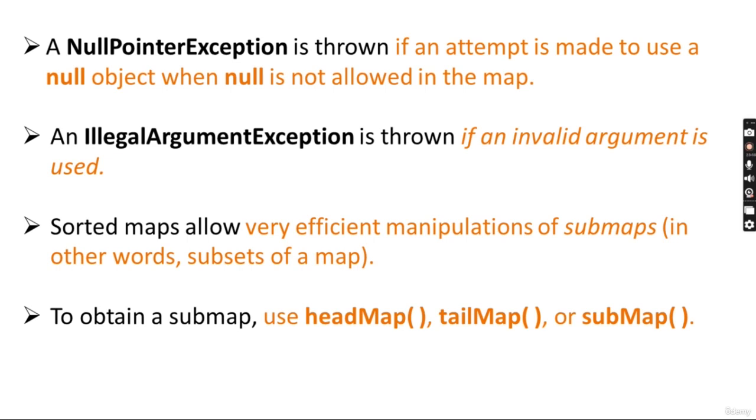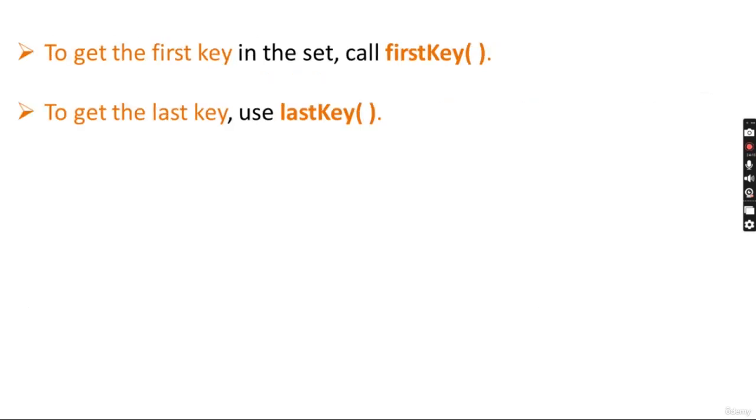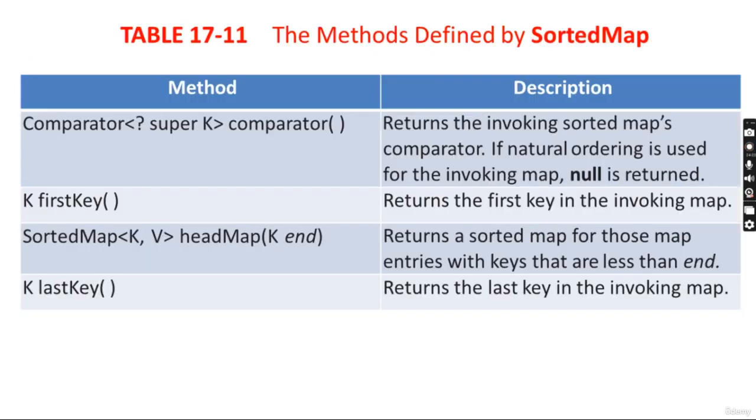Sorted maps allow very efficient manipulation of submaps, in other words, subsets of a map. So when you are creating a subset of a particular map, you can manipulate it very efficiently if you are using the sorted type of map. To obtain a submap of a map, what will you use? headMap, tailMap, or subMap. To get the first key, call firstKey. To get the last, use lastKey. The methods of SortedMap are shown here.